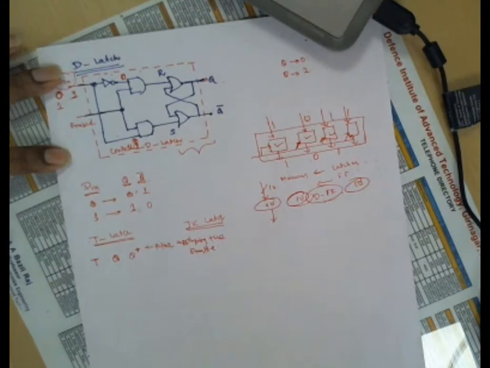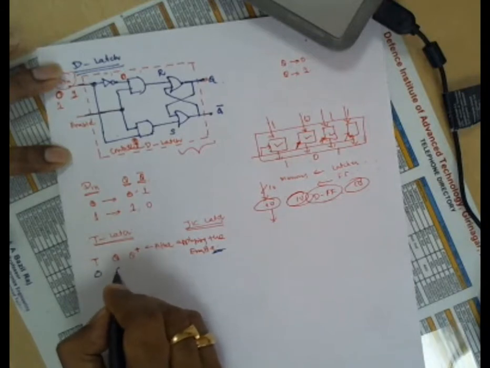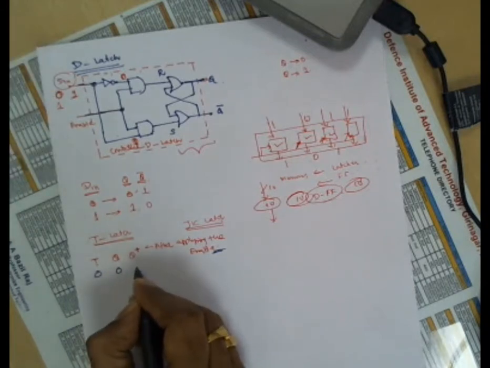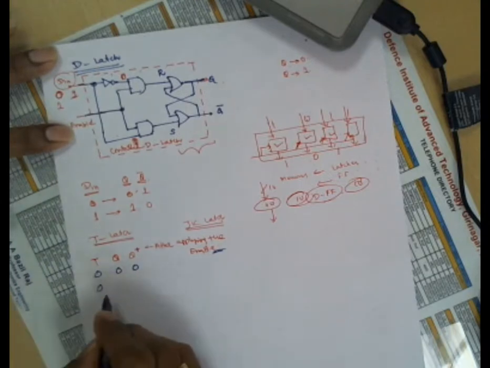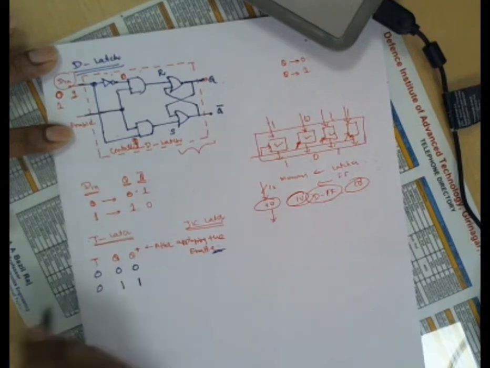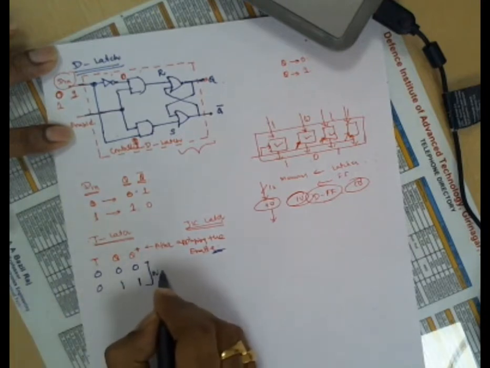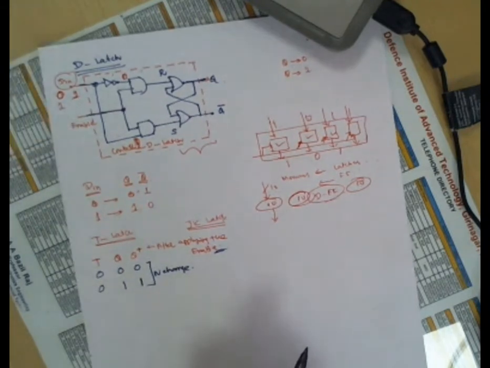After applying the enable control, if T is 0 and Q is 0, then Q plus will be 0 only. If Q is 1, then Q plus also will be 1 only. That means no change. As long as T is 0, the Q will be maintained.